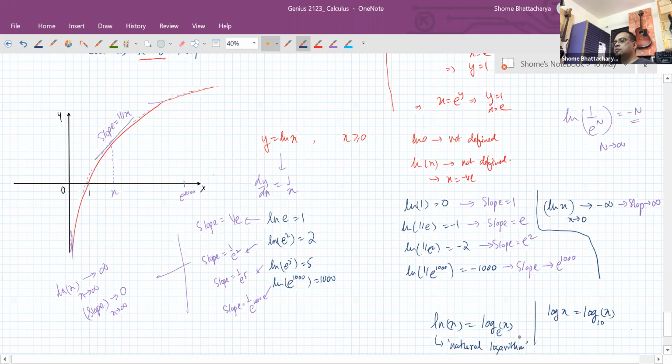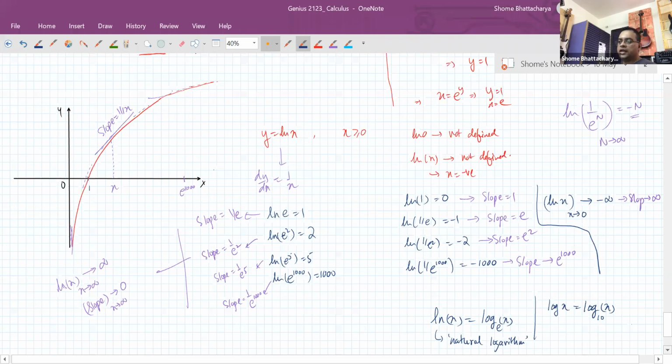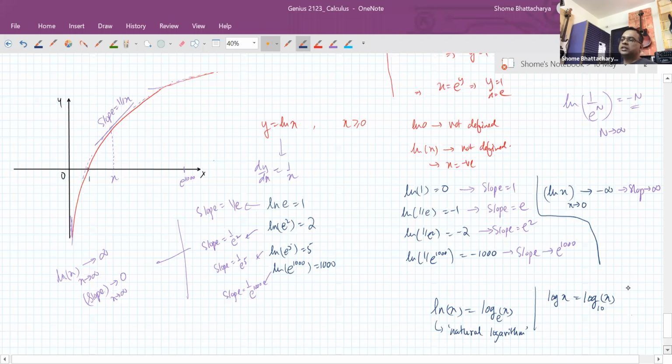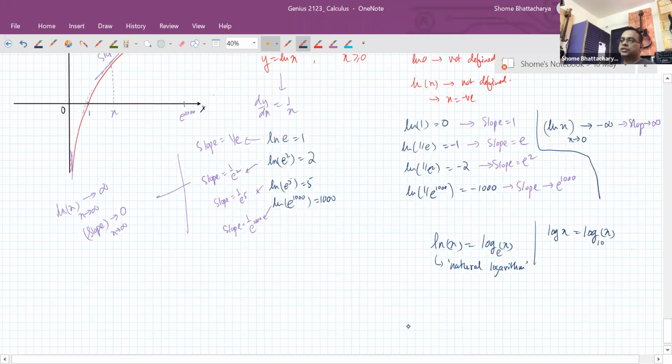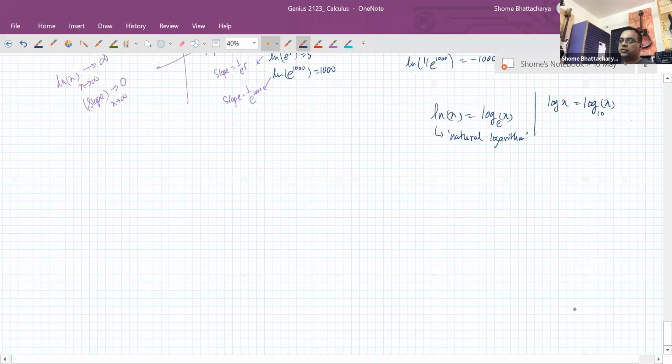So what is the significance of the ln function? The significance is that it is the inverse of the exponential function. Exponential function significance you've understood, no? It's a function whose derivative is equal to the value itself. It's a unique function in the world which has that property.